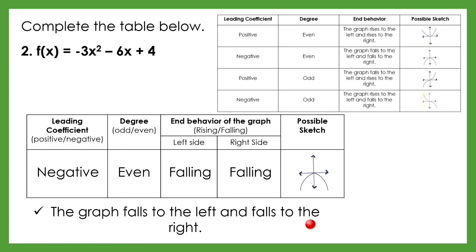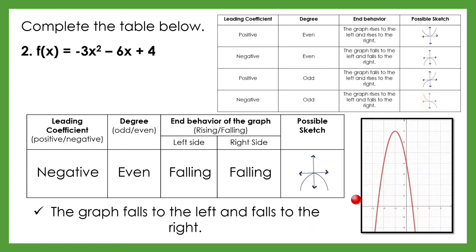So, ipakita natin yung actual na graph. So, ang actual na graph ng ating polynomial function ay ito. So, falling to the left side and falling to the right side. Let's have another example.